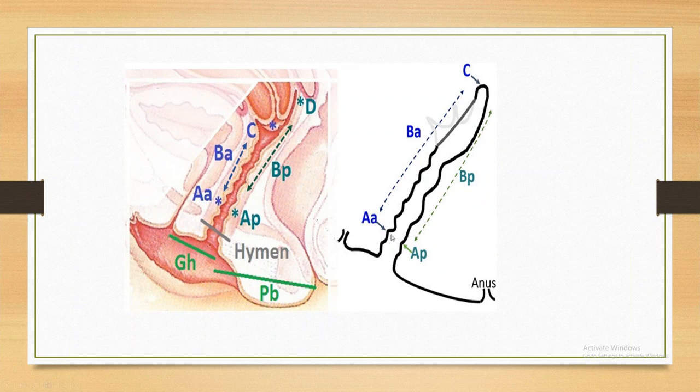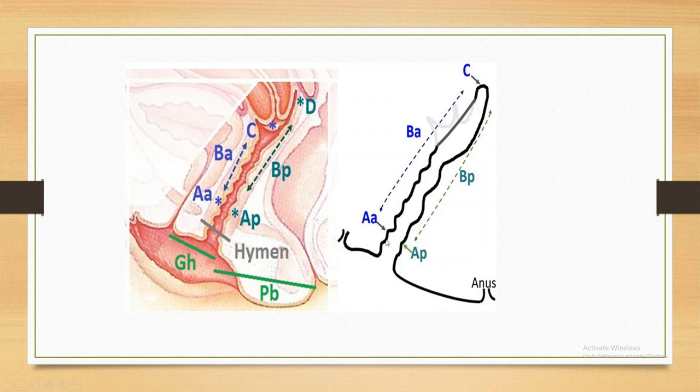Now AA and AP we have to mark. Where exactly should this A point come first, with reduced prolapse? It is 3 centimeters proximal to the hymen, and that is the point we have to mark. Then it should be measured with maximum strength. This is the normal position of AA and AP. So we have to mark this point, because we don't know exactly.